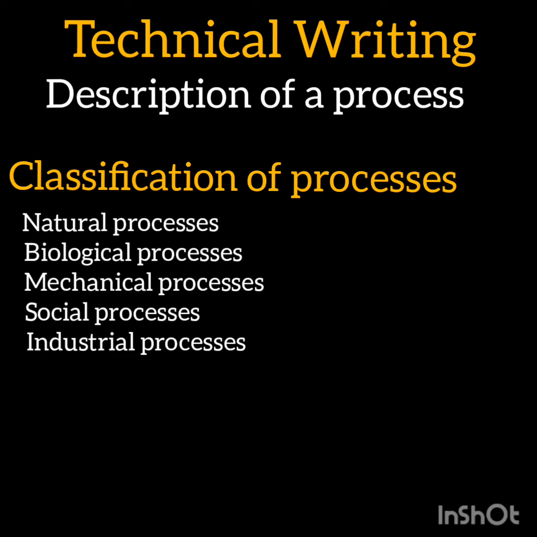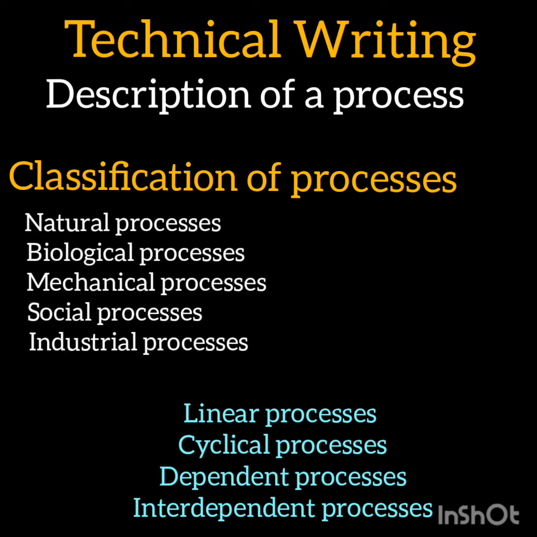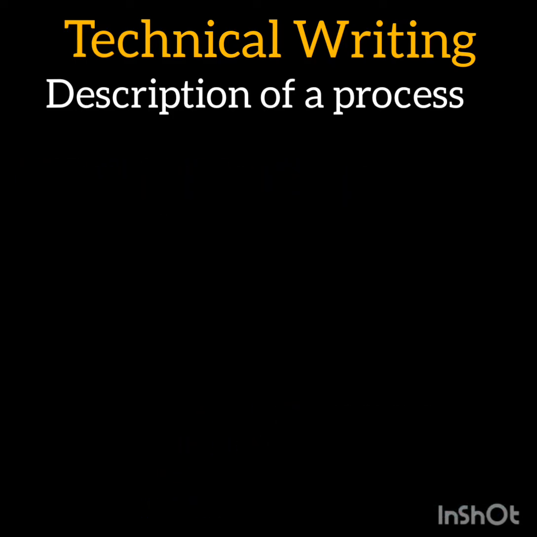Others would use terminology such as linear processes, that is processes that are one directional, cyclical processes, that is processes that work in form of a cycle such as the seasons, dependent or interdependent processes. So depending on the text that you read, you will come across these different descriptions or discussions of what a process description is. That should not throw you off guard, because the general principle of a process description is the same. And this is what we are going to pay attention to as we go through this particular discussion.